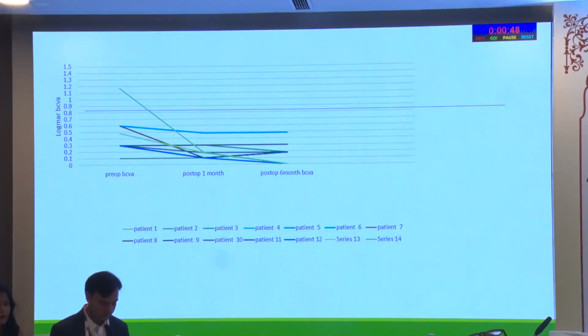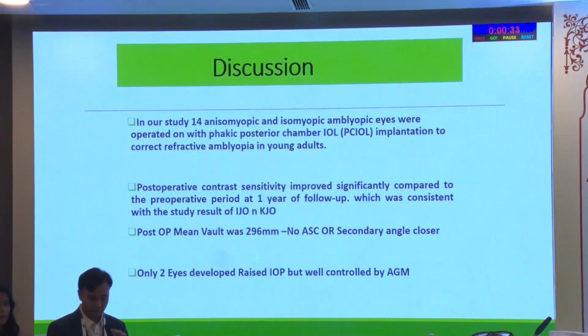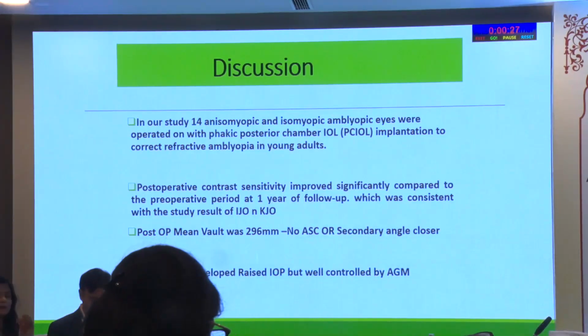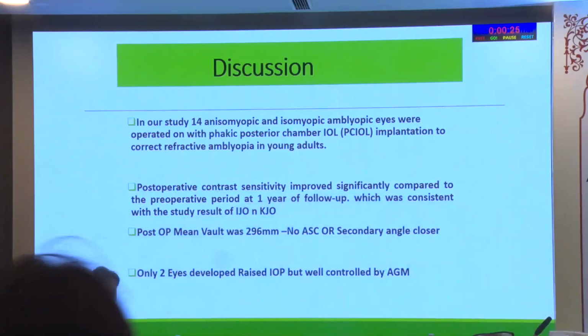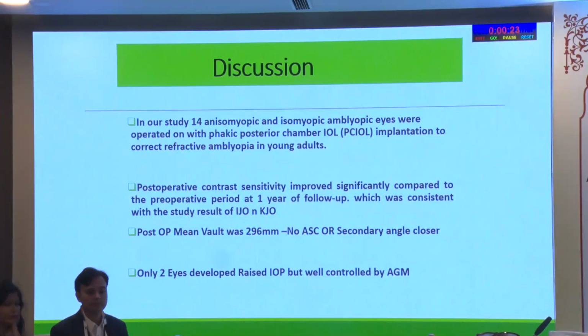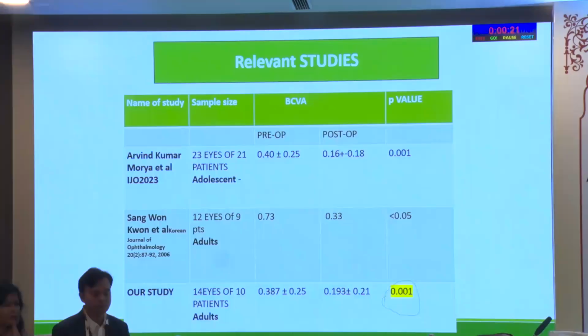But what we observe from 1 month to 6 months onward is a further improvement of 1 or 2 lines. That indicates the improvement is probably due to neurodevelopment, and that definitely indicates the phakic IOL has some role in the treatment of amblyopia. In our study, we have done 14 anisometropic eyes, all showing significant improvement, and the already published data in IJO and KJO supports our study. None of our patients showed subcapsular cataract or secondary glaucoma. So these are the relevant studies.